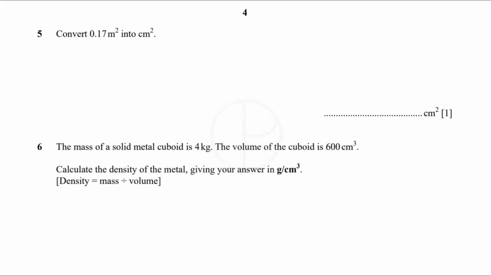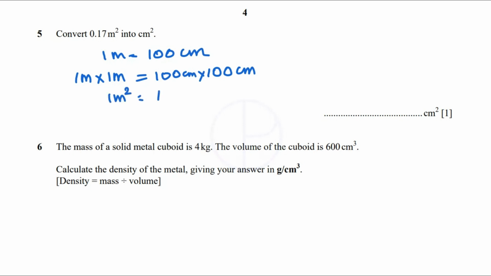Next, convert 0.17 meter square into centimeter square. We know 1 meter is equal to 100 centimeter. So what is 1 meter square? 1 meter square is nothing but 1 meter times 1 meter, which is nothing but 100 centimeter times 100 centimeter. So 1 meter square equal to 100 times 100 centimeter square.